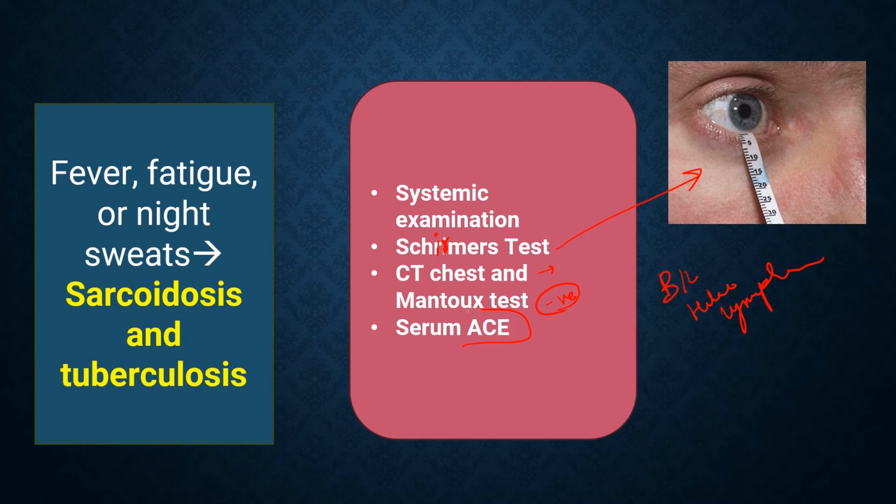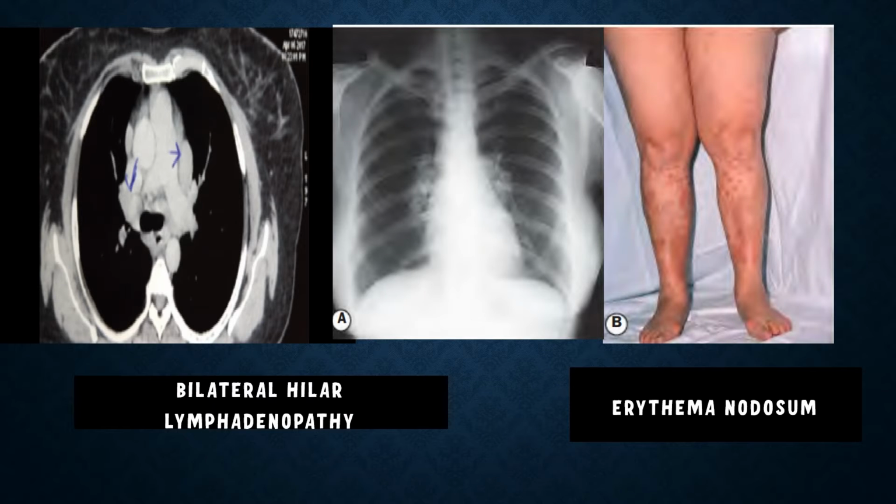Apart from that, you can also do a serum angiotensin converting enzyme test. However, this is not a screening test for sarcoid. Remember, in ophthalmology, when we are trying to diagnose sarcoid, we basically rely more on the signs of sarcoid than on the serum ACE levels. So basically on a chest x-ray or on a CT chest, you will find this enlargement of the lymph nodes on both sides. That is bilateral. So this is called bilateral hilar lymphadenopathy.